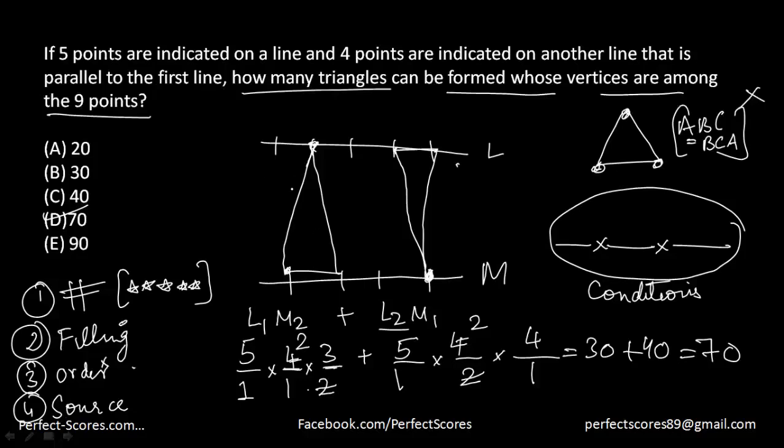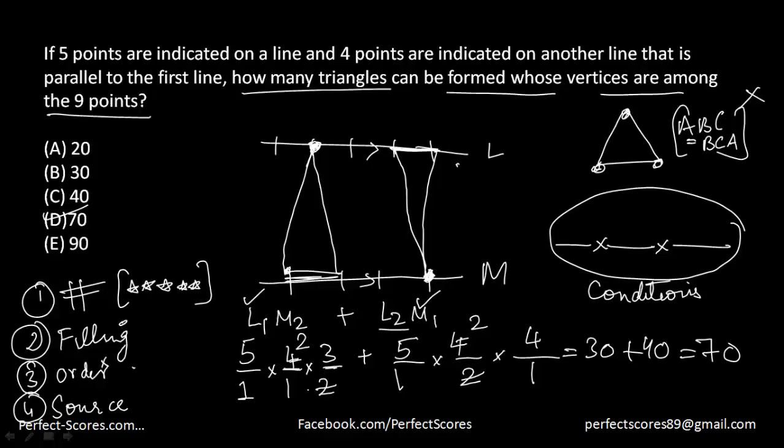I'm going to repeat all over again. I had line L which had 5 points. I had line M which had 4 points. And in how many ways can I form different triangles? These two lines are parallel. So over here, how many ways can I draw a triangle? I can choose 1 point from here and 2 points from here, which is this. I can choose 2 points from here and 1 point from here, which is this.